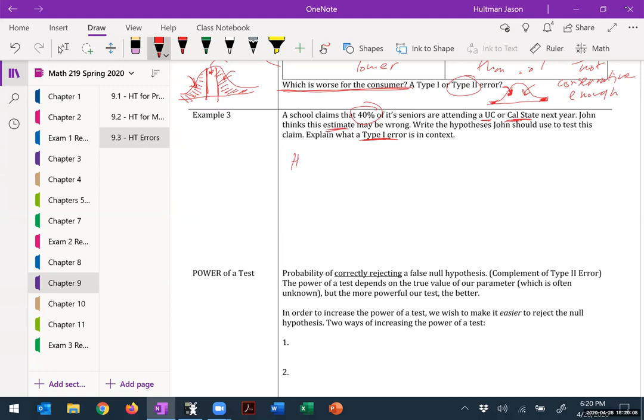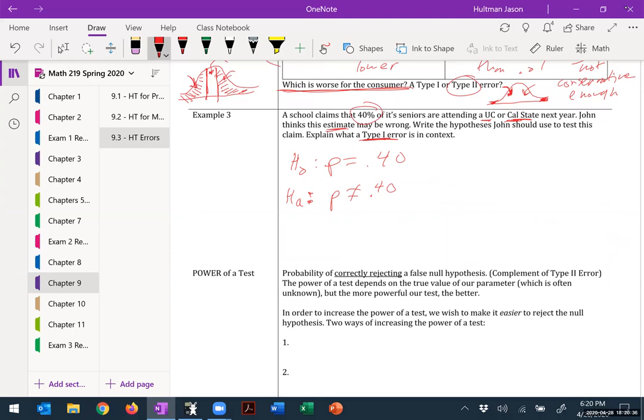Okay, so the null hypothesis is that this is correct. The probability of people going to a four-year university outside of private schools is 40%. He thinks that this is wrong. Well, he doesn't tell me if he thinks it's too high or too low. He just says that it's wrong. You, sir, are wrong.